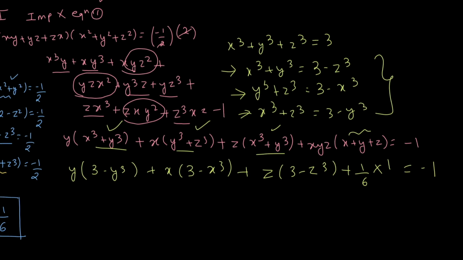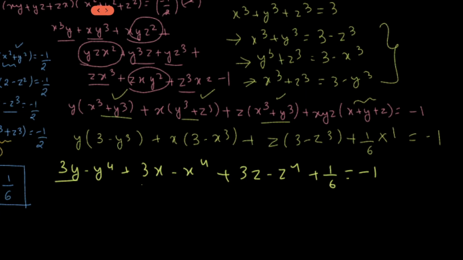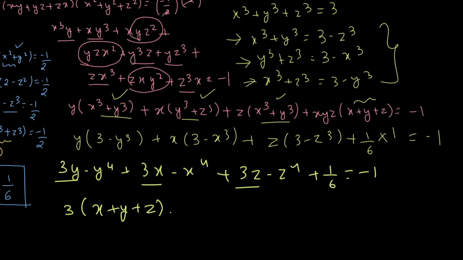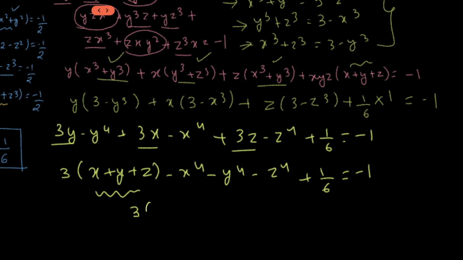Now let us open the bracket on the left hand side. So we will have 3 times y minus y to the power 4 plus 3 times x minus x to the power 4 plus 3 times z minus z to the power 4 plus 1 upon 6 equals -1. Now 3 times y, 3 times x, 3 times z, I can take 3 common. So inside the bracket we will have x plus y plus z minus x to the power 4 minus y to the power 4 minus z to the power 4 plus 1 upon 6 equals -1. Now from the equation number 1 we have the value for x plus y plus z, that is equal to 1. So 3 multiplied by 1.